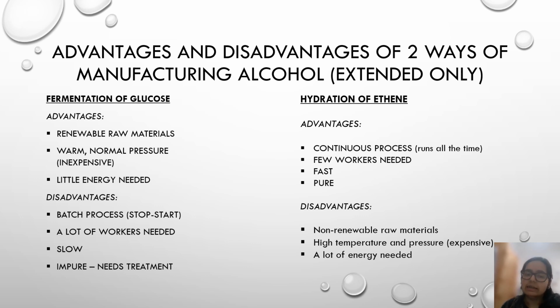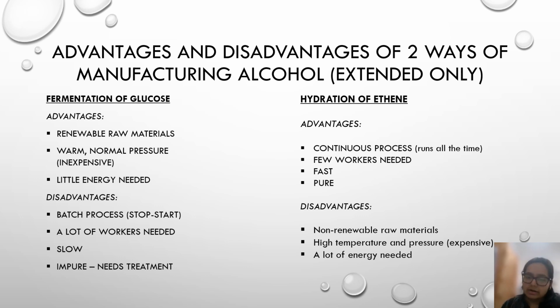Now the disadvantage is that it is a stop-start process, which means that it only produces the alcohol in batches. It is not a continuous process, and a lot of workers are needed, and since it is not a continuous process, it is very slow. And fermentation of glucose, as I told you, forms carbon dioxide and ethanol, so it is impure and we need to remove the carbon dioxide.